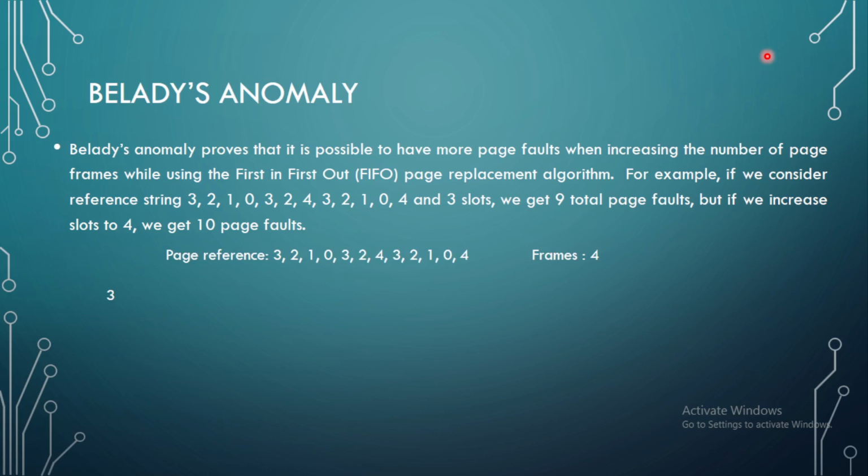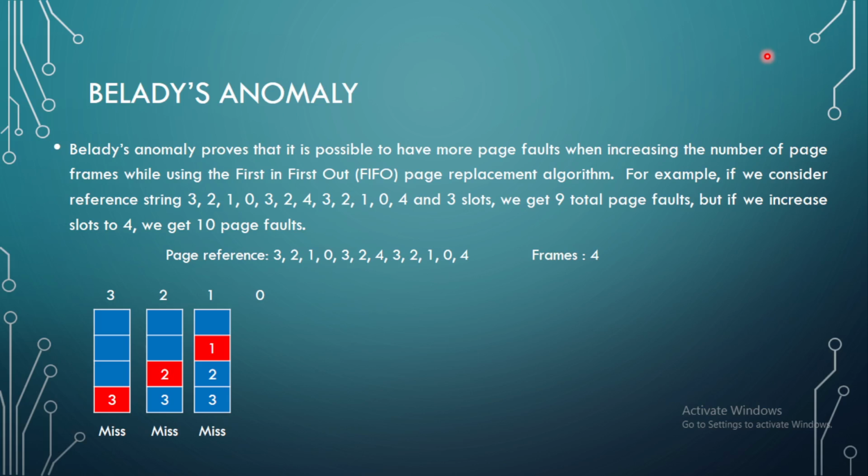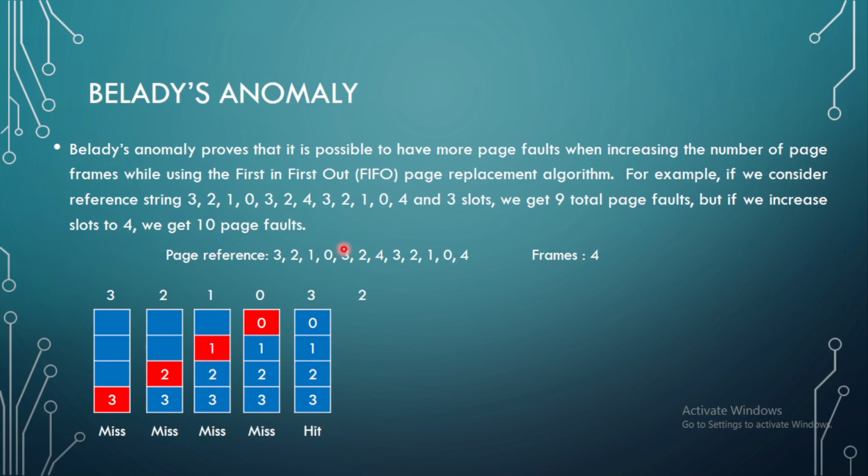Here first we need page 3. Since this is an empty frame, 3 is not available, so there is a page fault. And then 2 is not available, there is a page fault. 1 is not available, there is a page fault. 0 is not available in the primary memory, so there is a page fault. Now the next page needed is 3. 3 is already available in the primary memory, so there is a hit. There is not a page fault. And then 2 is already available in the primary memory, so there is no page fault, it is a hit.